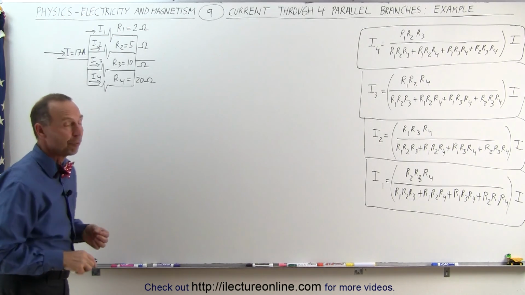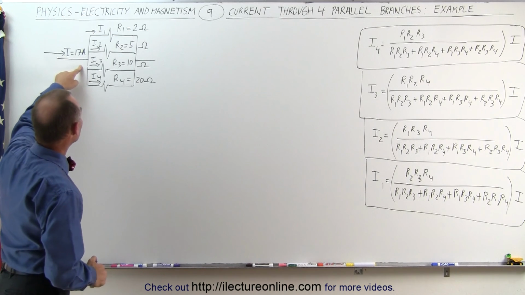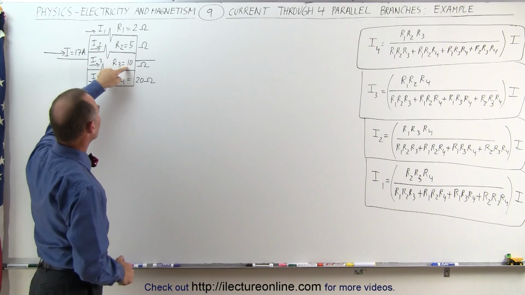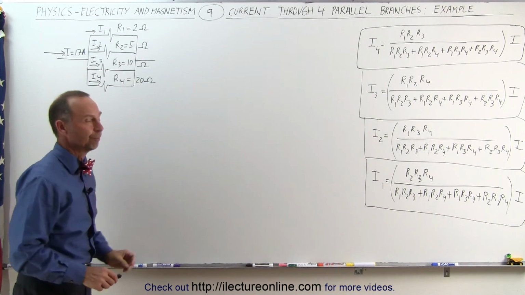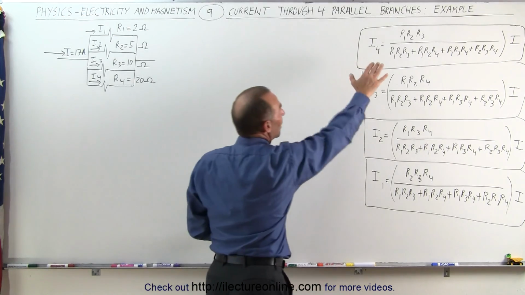Now let's do one example of how to calculate the current through each of the 4 branches of a 4-branch parallel circuit. We have 17 amps entering the branch point. The top resistor is 2 ohms, then we have a 5 ohm resistor, a 10 ohm resistor, and a 20 ohm resistor. To make things simpler, let's calculate the denominator of each of those 4 fractions.